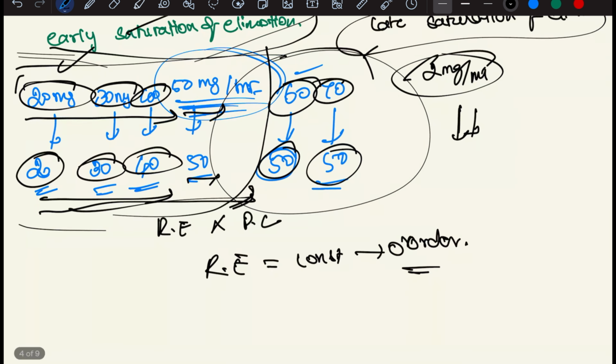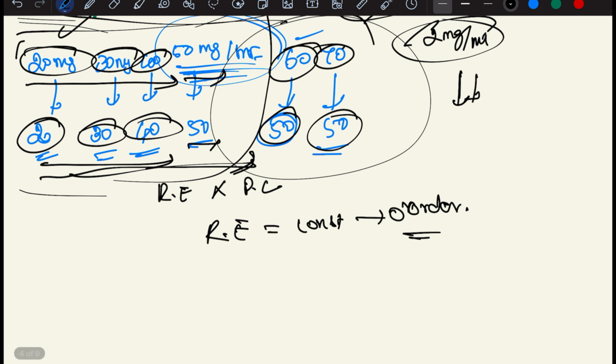Understood? Are you clear with the concept? Go back, read your textbook. It will be very, very easy for you to understand all the lines. I have explained each and every line in the book. So don't get confused hereafter with first order and zero order kinetics. You have learned a huge concept, students.